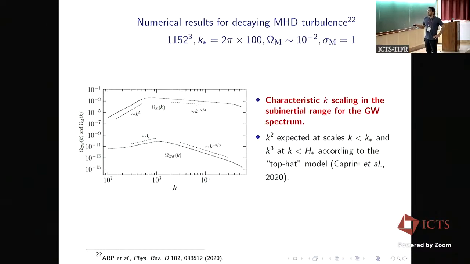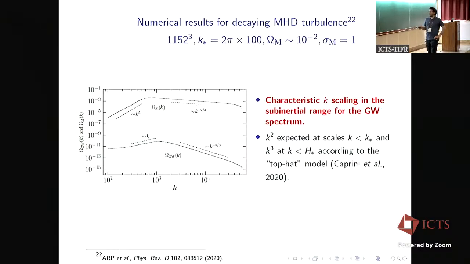And it was also not what was initially predicted for turbulence, as people were expecting that this should quickly go into k cubed or something slightly different than k. So, of course, we know that due to causality, eventually the gravitational wave spectrum should fall as k cubed. And this is not what we're seeing in these simulations.